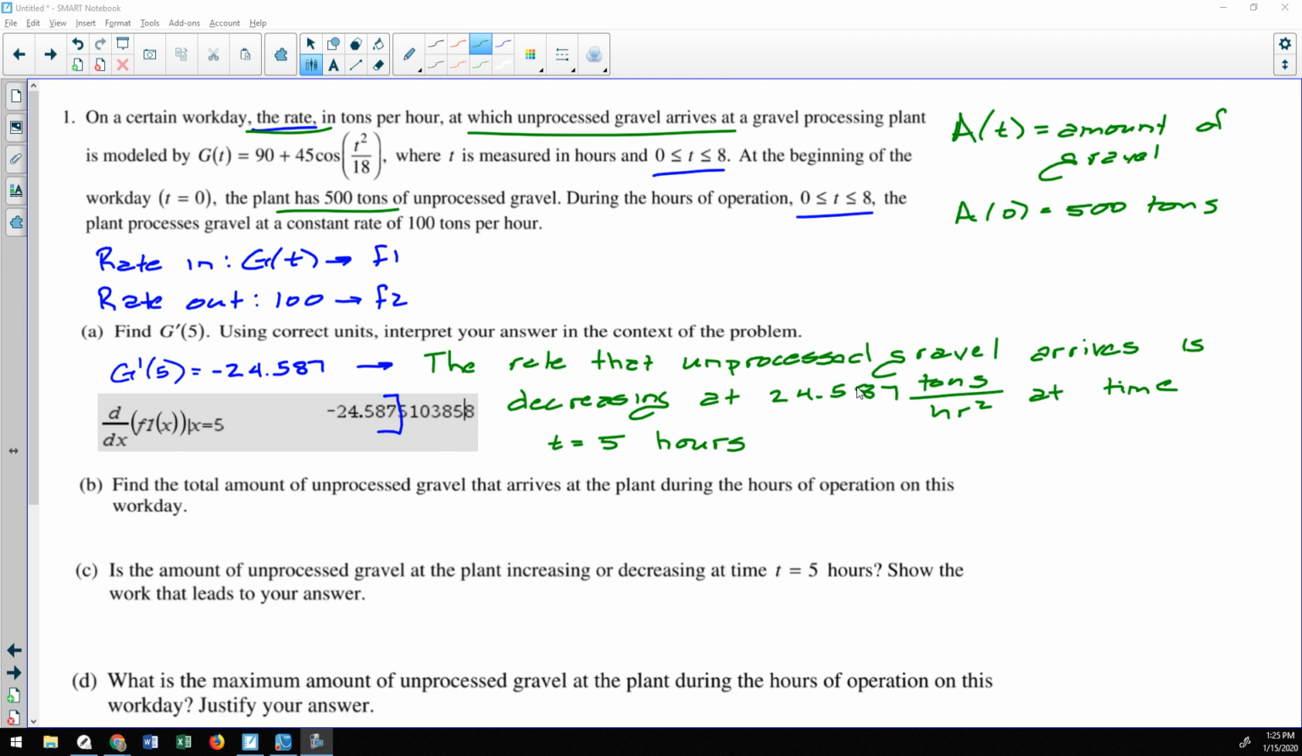And in these interpret-in-the-context-of-the-problem questions, you need to make sure that you restate all values, all numbers that were involved. So restate the actual answer of 24.587 as well as the time at which you are estimating it.